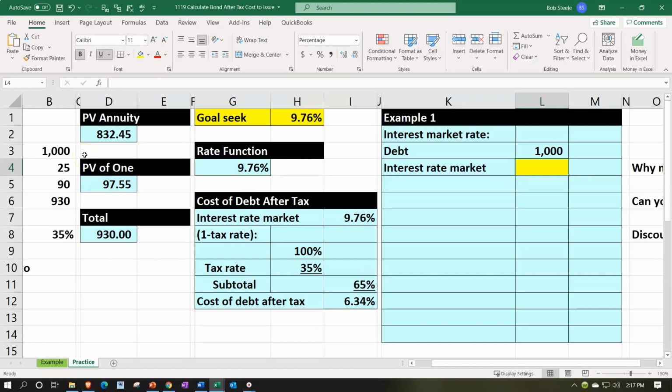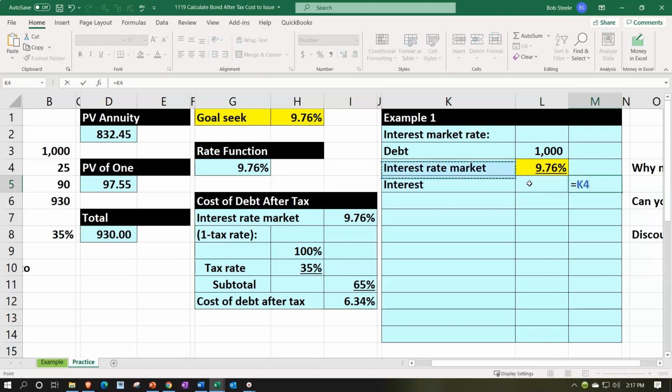Why isn't it 9%? Because even though we're paying $90, which is 9% times the 1,000, the rate on the bond, the difference between the two is going to be amortized out. So the real rate that we're paying, because we sold it at a discount, is the market rate. And that's the confusing component here. So we're going to say market rate, because that's what we have to use there. That would give us the interest. So we have the 1,000 times the market rate.